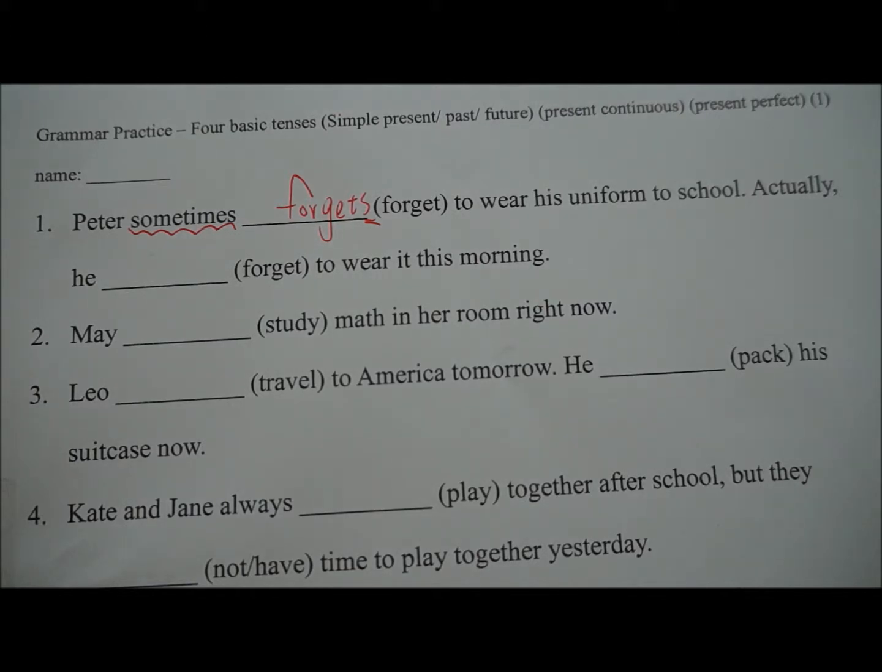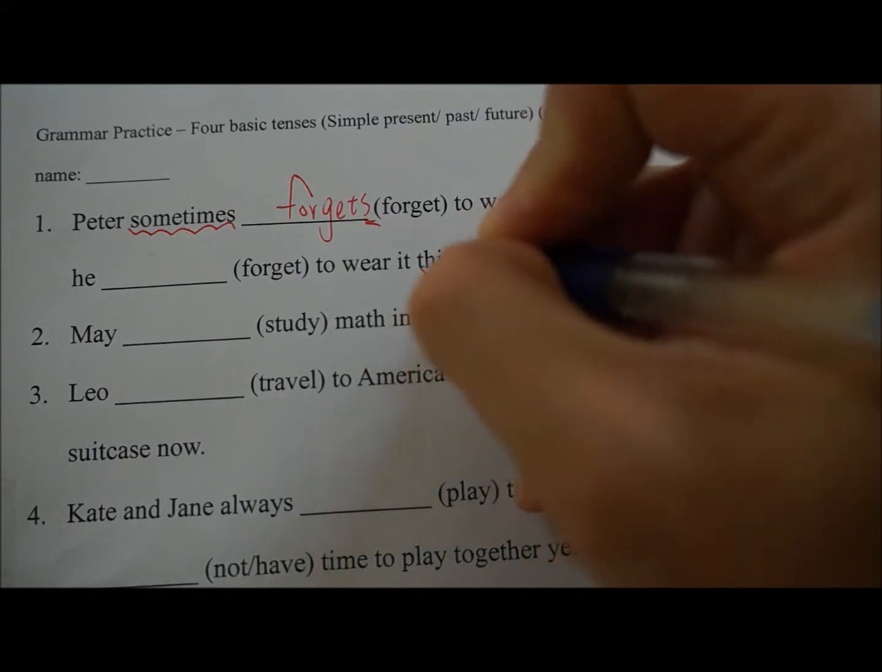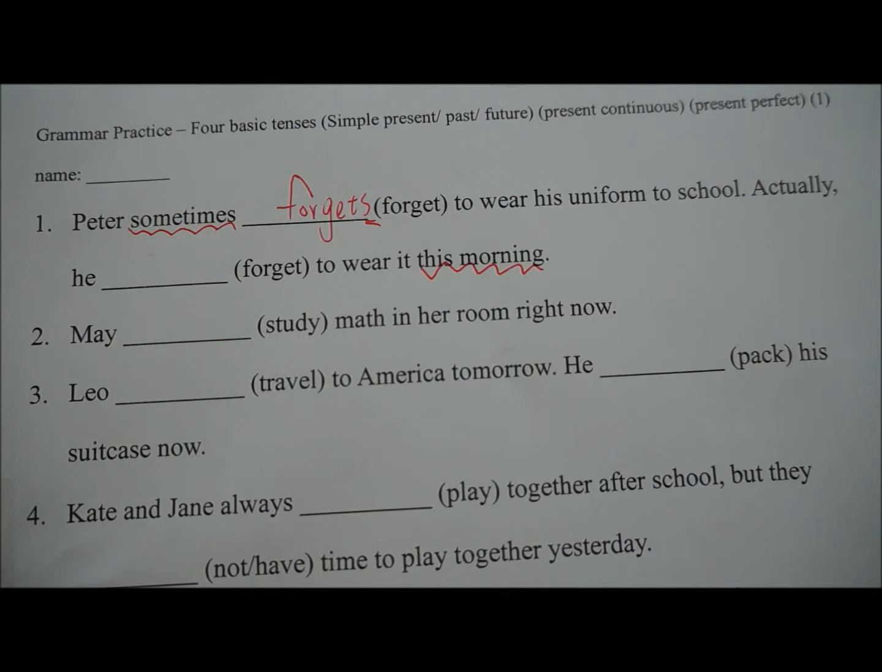Second half of the sentence, actually he to wear it this morning. The time marker of the sentence is pretty obvious. It is at the end of a sentence, this morning. But it doesn't tell us much. Just think about this. When I say something happened this morning, am I talking about something that happens regularly or something that happened at some point in the past? It's the latter one. When I say this morning, it means it happened this morning. Okay, so it is past tense.